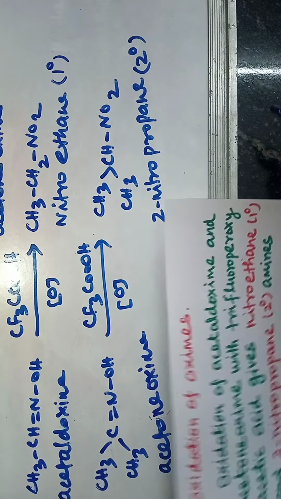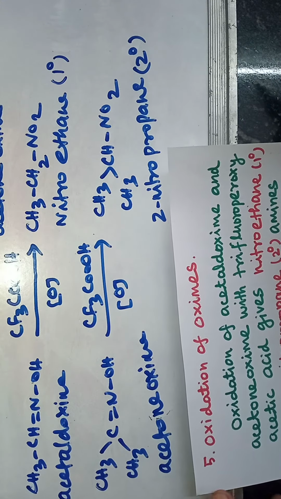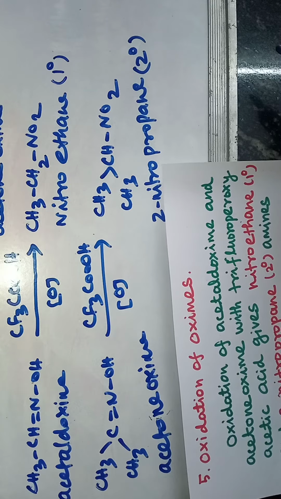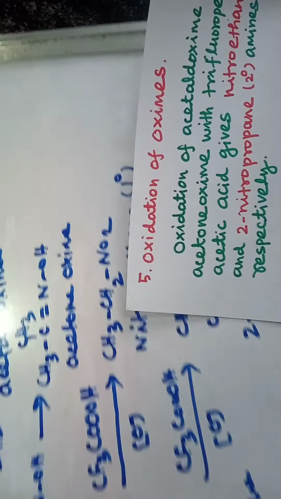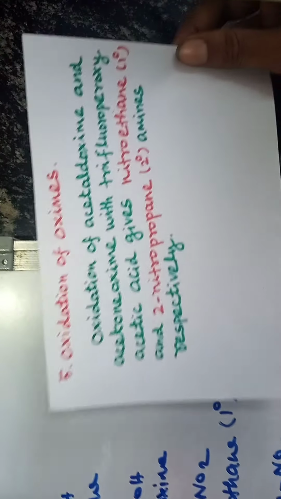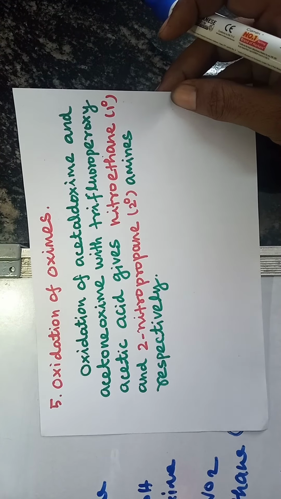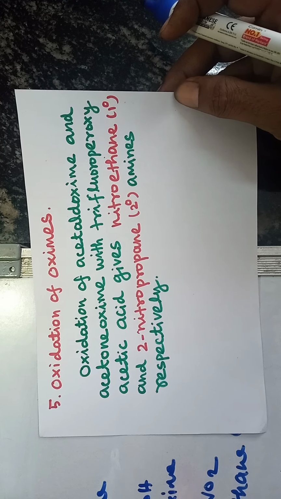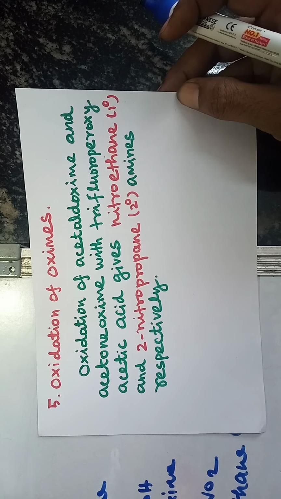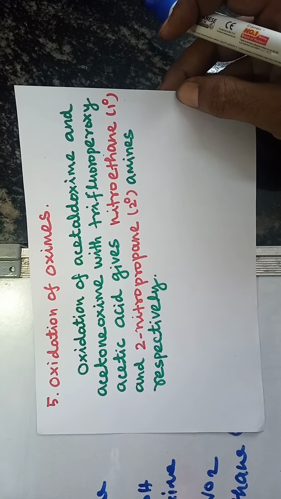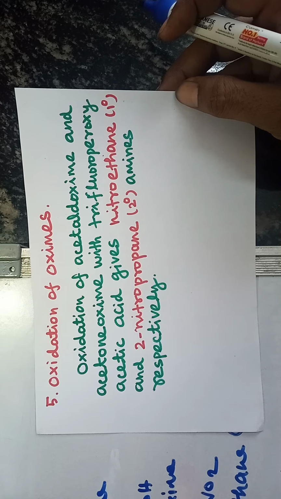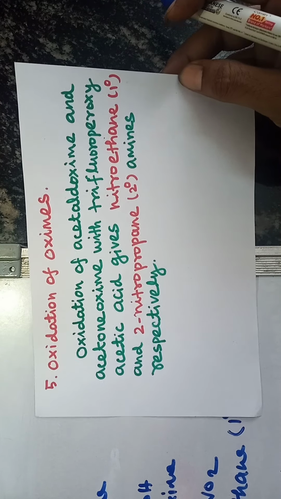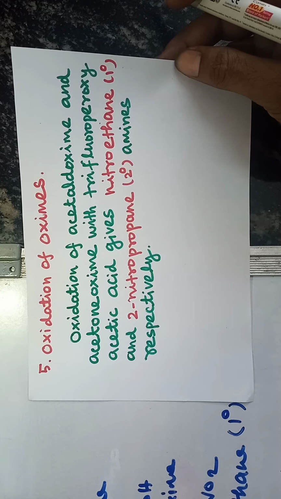So in this method, the oxidation of acetaldioxime and acetone oxime with trifluoroperoxyacetic acid gives nitroethane and 2-nitropropane. Nitroethane is a primary nitro compound and 2-nitropropane is a secondary nitro compound. This is the oxidation of oximes.